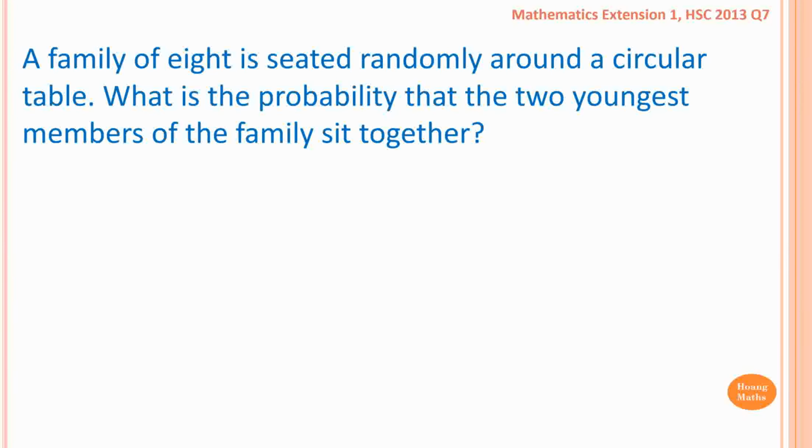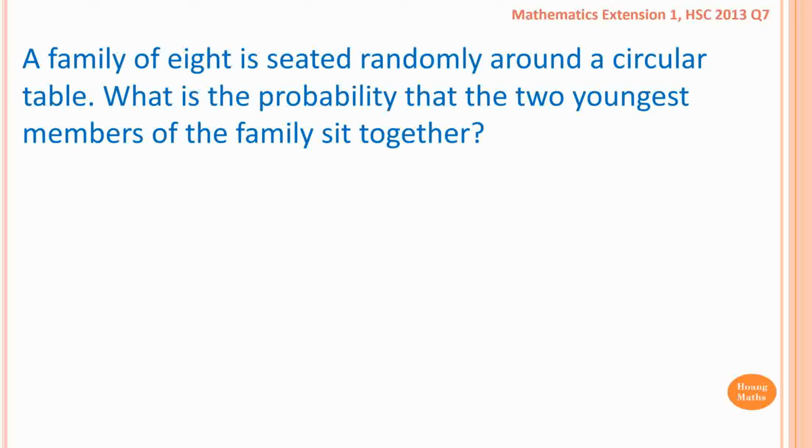A family of 8 is seated randomly around a circular table. What is the probability that the 2 youngest members of the family sit together? If you think you can do this question, please stop the video and try it yourself. Otherwise, just watch how I do it.